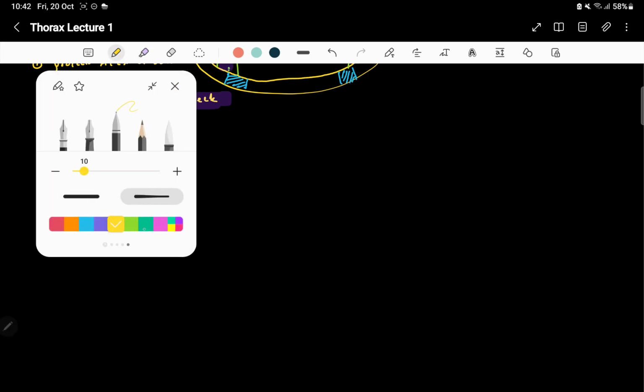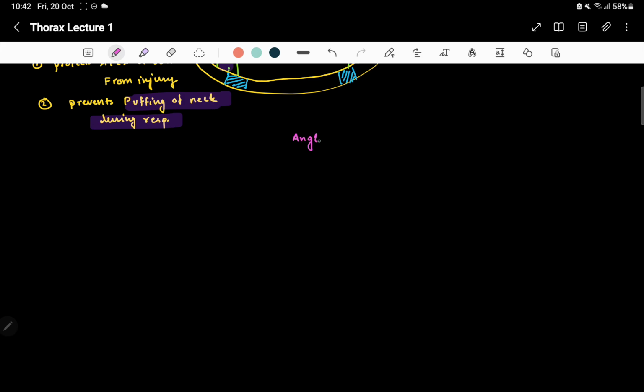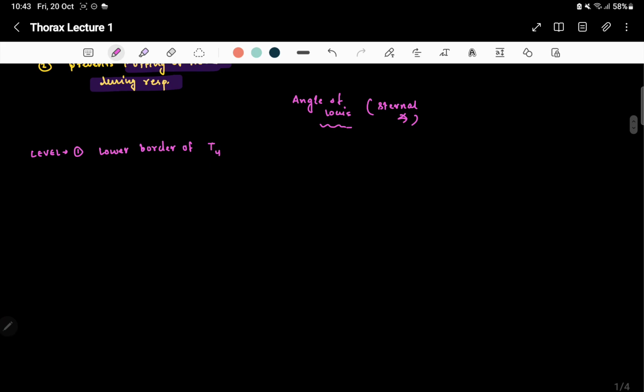Your angle of Lewis, or you can say it sternal angle. Angle of Lewis or your sternal angle. It is present at the lower border of T4, lower border of T4 level. Okay. The level is the lower border of T4. And some important changes occur in this angle of Lewis or your sternal angle. So what are the changes in the sternal angle?